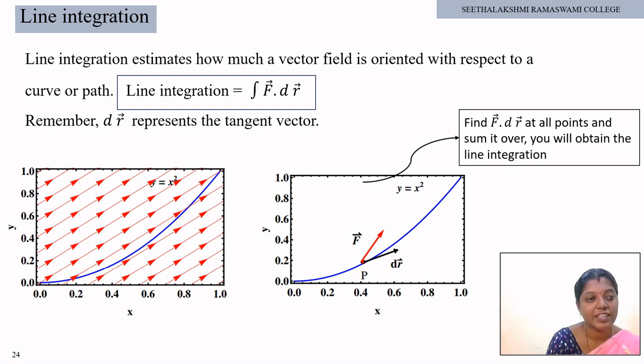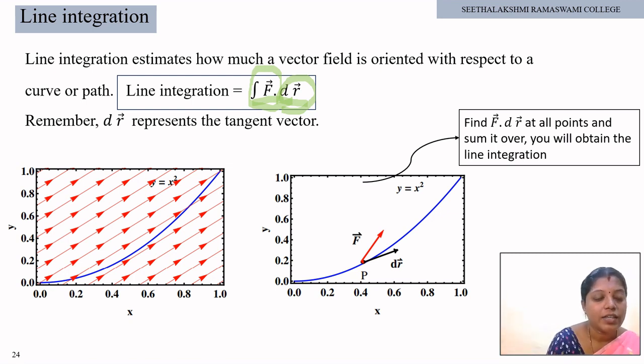So we move on to vector integration. Firstly, see the line integration. What does the line integration measure? That is nothing but the integral of F dot dr. Here the F vector is the concerned vector field, and the dr vector is the direction of a tangent vector. What this line integration measures is how much the vector field F is aligned with respect to the curve. So how much the vector field is oriented with respect to the curve.